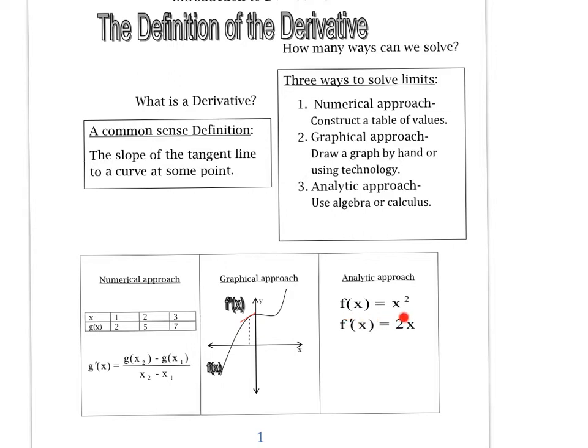You could do the same thing for 3 squared. So that is at the point 3, 9. On this graph, the slope would be 2 times 3, which is 6. And so that's the beauty of the derivative function, is that it gives us the slope at any point on the graph.